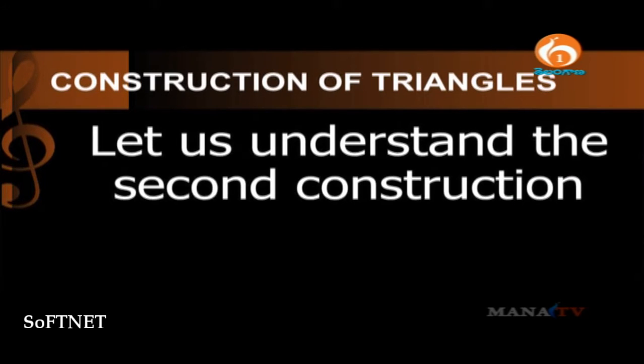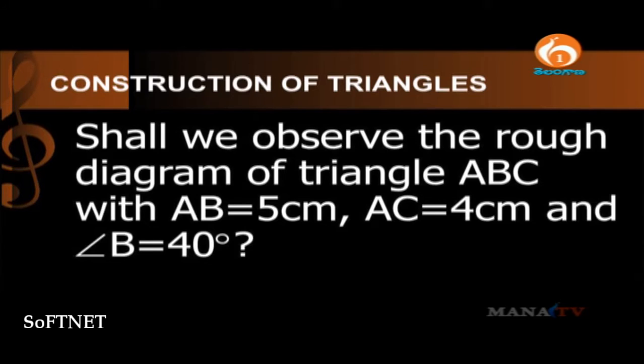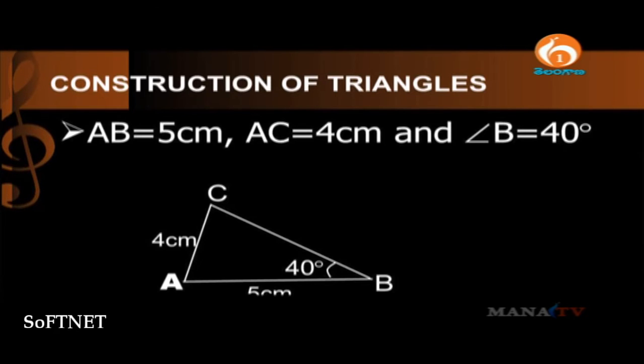Let us understand the second construction. Shall we observe the rough diagram of the triangle ABC with AB is equal to 5 centimeters, AC is equal to 4 centimeters, and angle B is equal to 40 degrees. In this, AB is equal to 5 centimeters, and here AC is equal to 4 centimeters. Earlier we have been given BC, but now it is given AC. AC is equal to 4 centimeters. And now the angle B is 40.